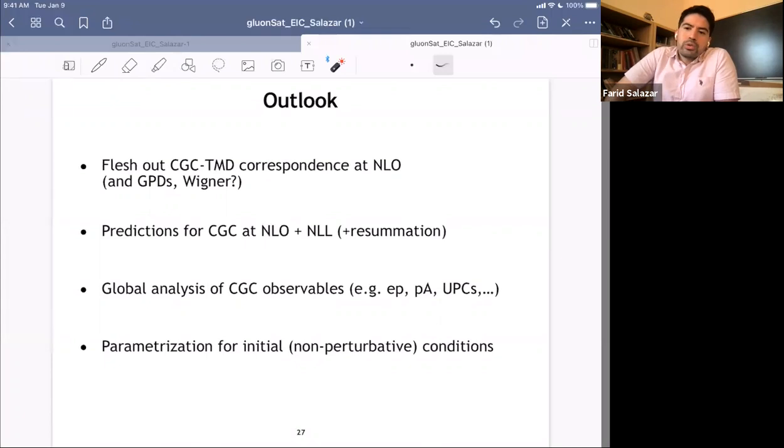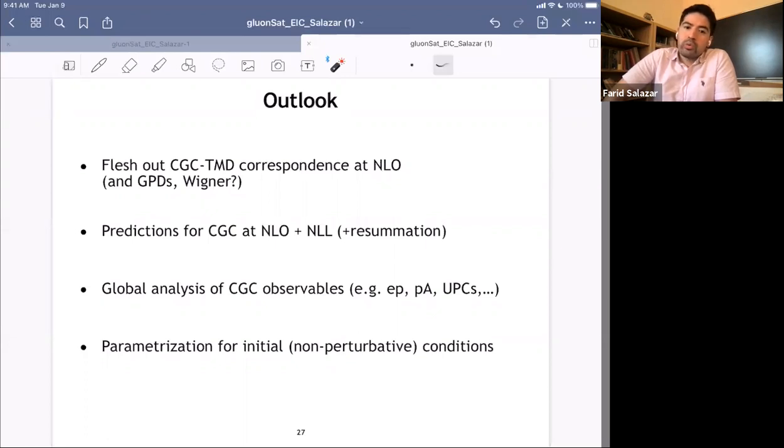I didn't touch too much on that, but the CGC is also applicable for diffractive processes, exclusive processes, where the target remains intact. And these processes are of course sensitive to generalized parton distributions and Wigner distributions. And it has been shown that it has connections with small x. But typically this is done at leading order, so perhaps there is room to investigate what happens at NLO. We also want numerical predictions for the CGC at next to leading order.